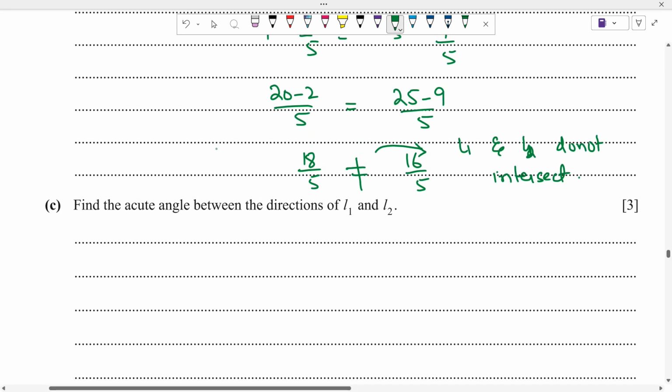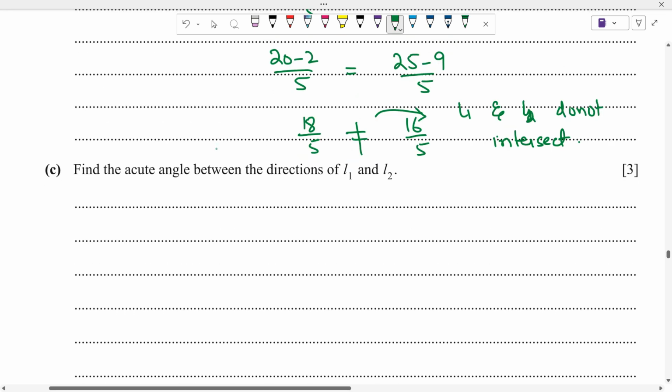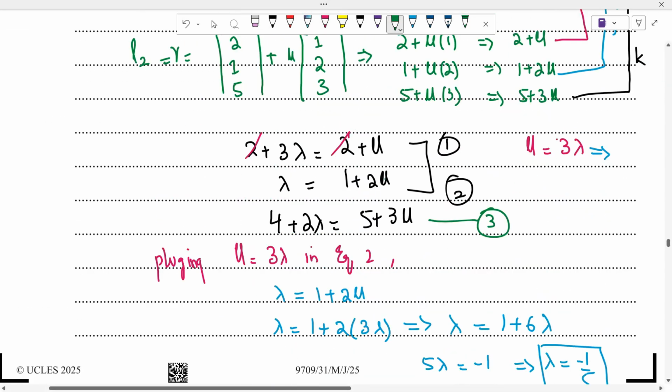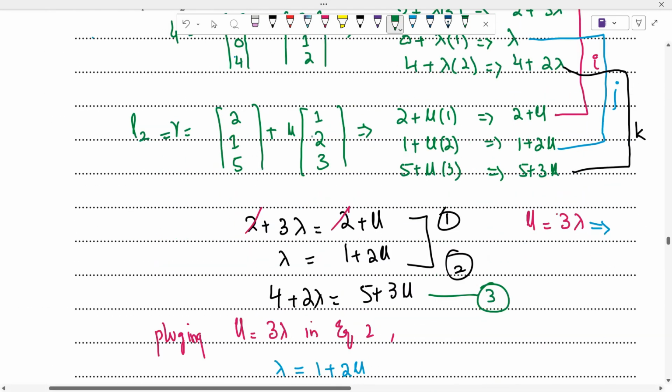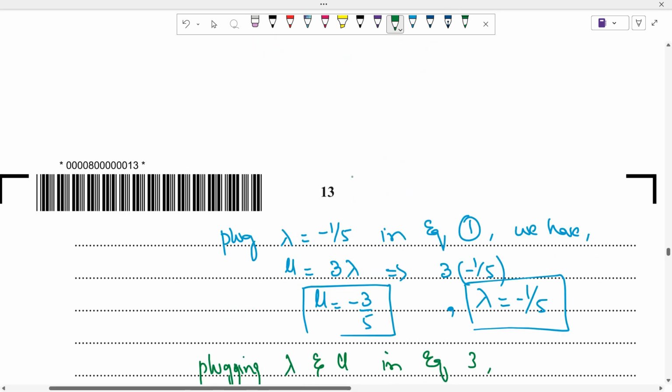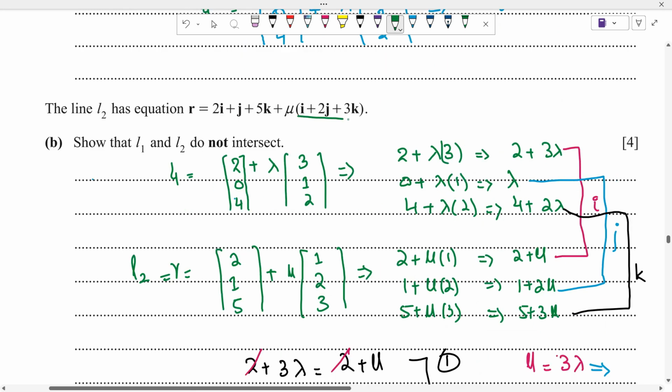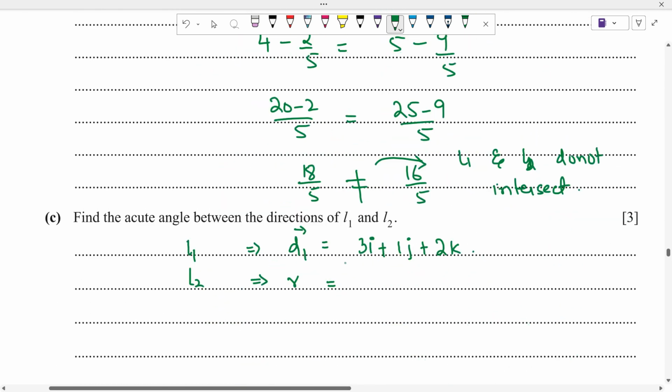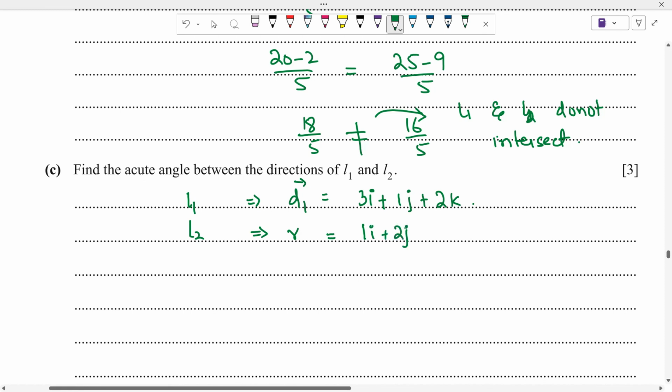Now, okay, let's move to part C. Find the acute angle between the direction of L1 and L2. So we have the direction of L1, which is D1, equal to 3i plus 1j plus 2k. And the direction of L2, which is R, is 1i plus 2j plus 3k. So we can call it D2.